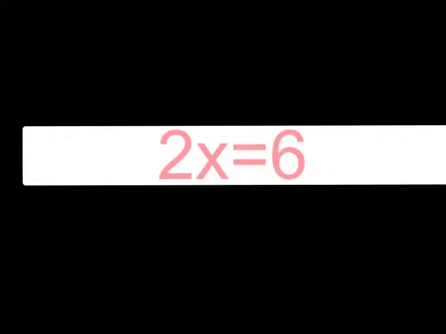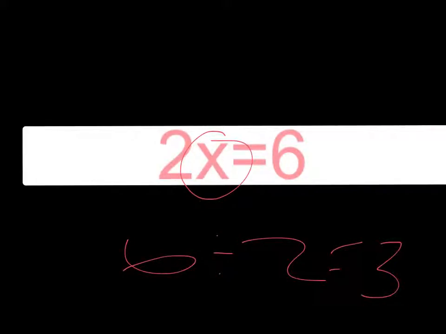Alright, so what we have right here is a one-step equation. First we're going to circle our x because we want to get that by itself. So we're going to do 6 divided by 2, which equals 3, as we all know, simple math. And then once we have 3, that's pretty much our answer.